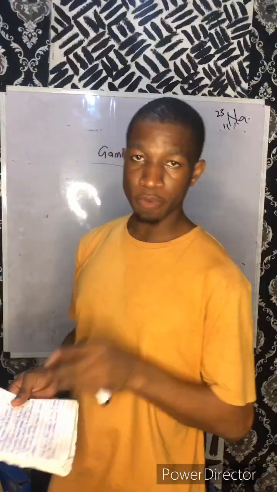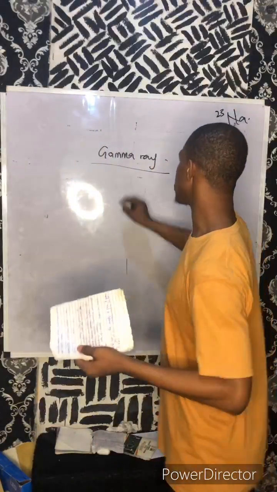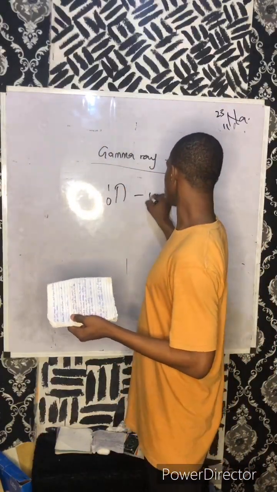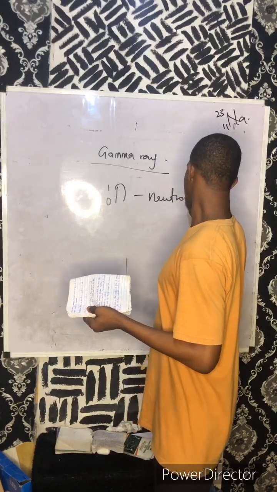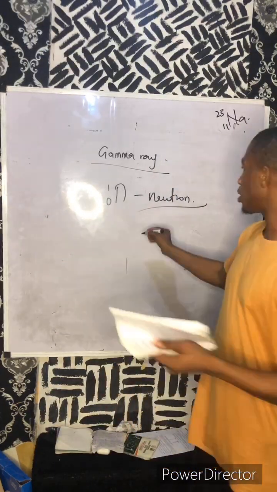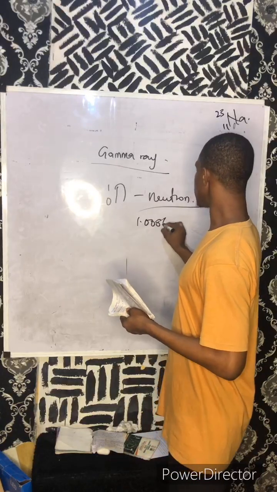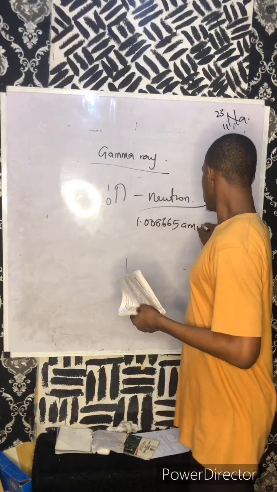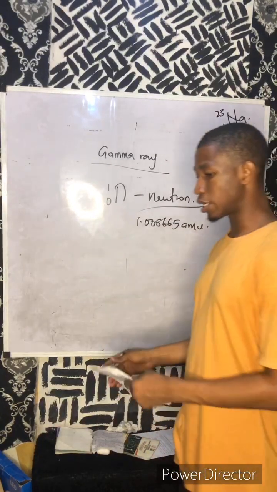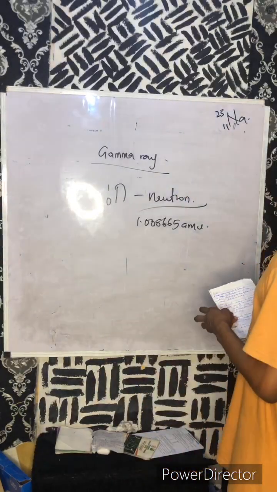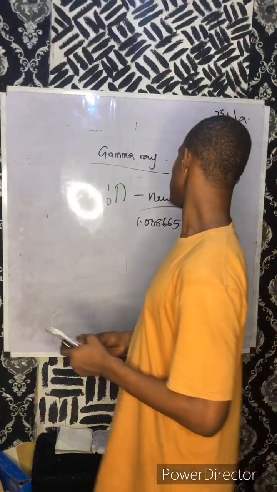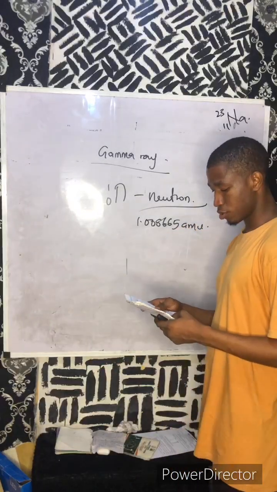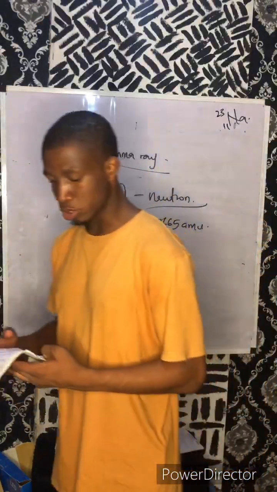Now we have one more, and I'm sure you have seen that one. The one we call neutron. It's also a particle with a mass of 1.008665 AMU. So that's neutron. Yes, just note that down. Make sure you note that down.